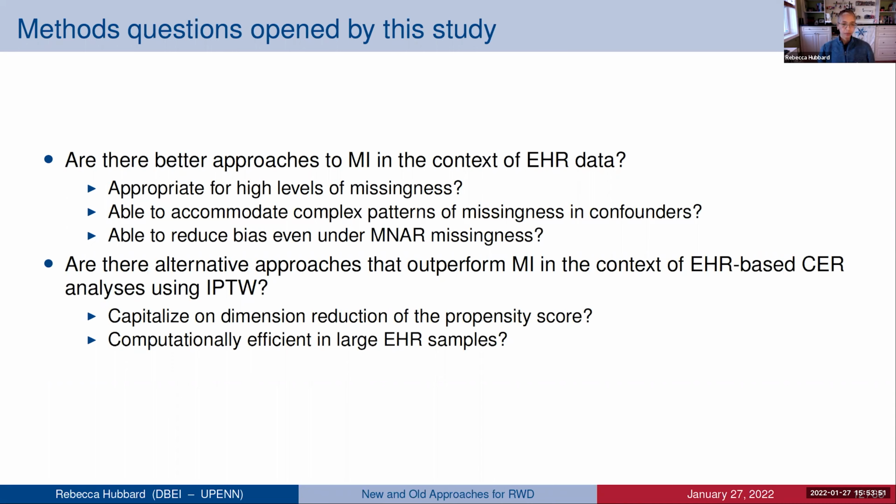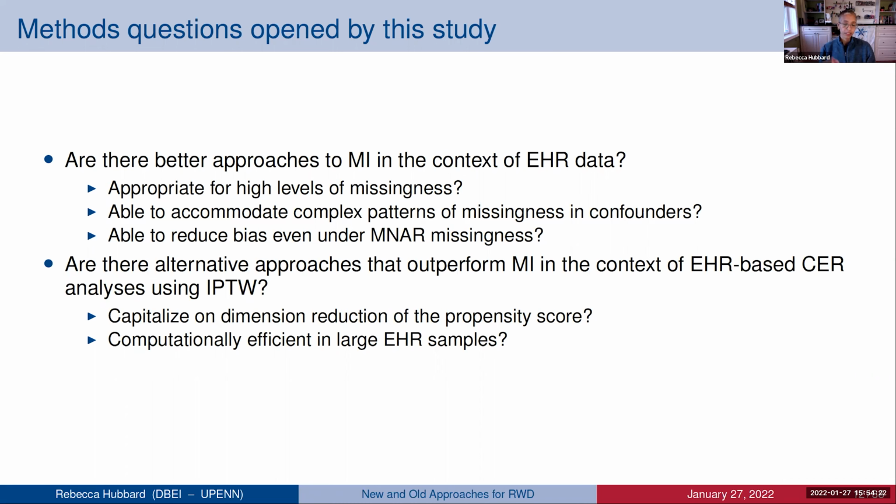The specific things that we're going to try to address are: are there better approaches in the setting of very high levels of missingness, possibly complex patterns of missingness, and how do they perform in the setting of MNAR missingness, where we really don't expect that MI is going to be able to perform well. The second question that we investigated was whether there were alternative approaches that outperform multiple imputation, especially in the context of an inverse probability of treatment weighted analysis.